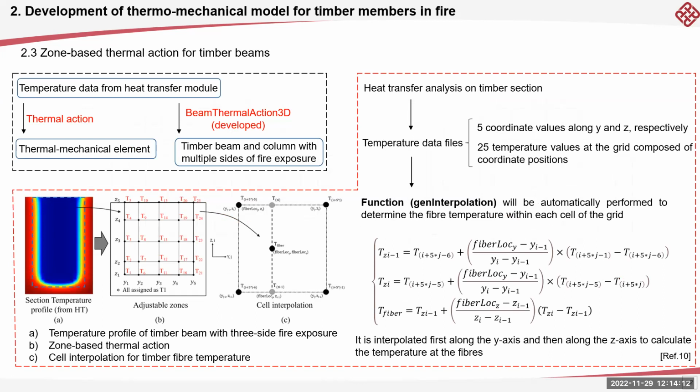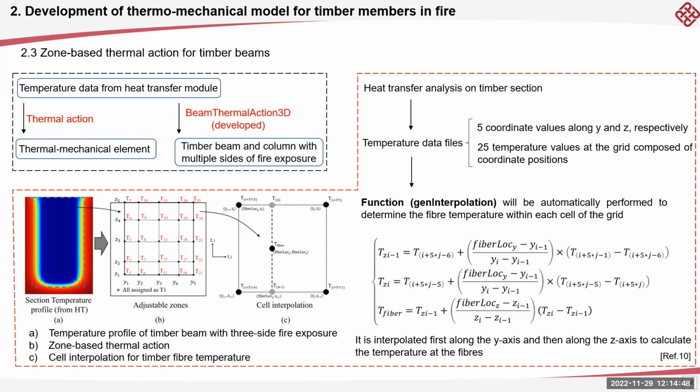Transferring in OpenSees for fire, transferring temperature data from the heat transfer module to thermomechanical elements needs to use thermal actions, and the beam thermal action 3D has been developed for timber beam and column with multiple sides of fire exposures. As you can see in this one, this is a picture of a temperature profile of a timber beam with a 3-side fire exposure.